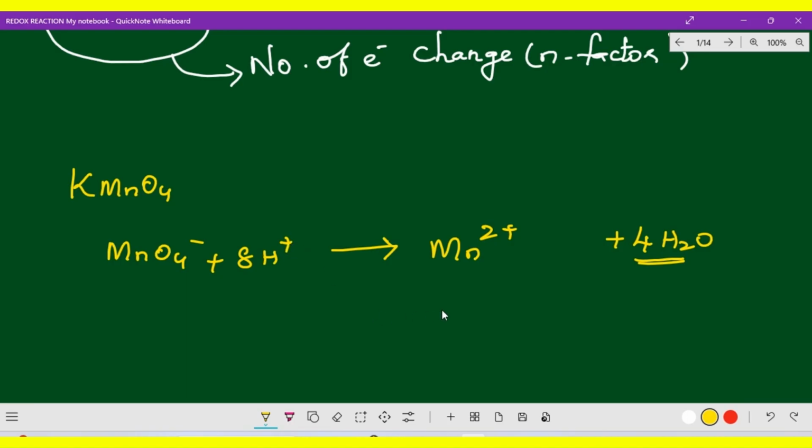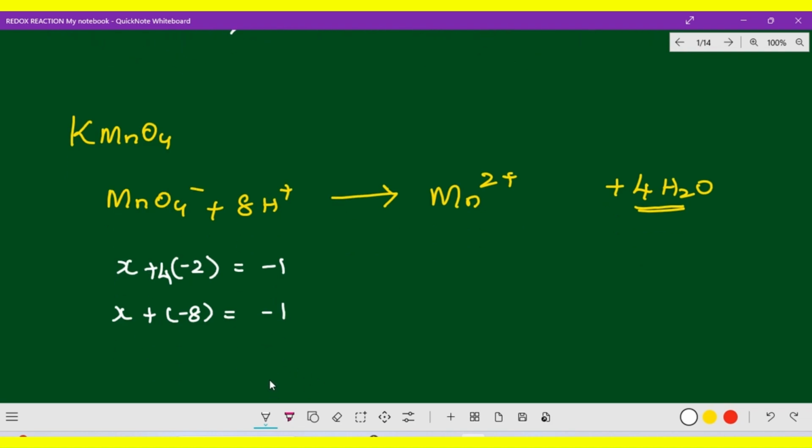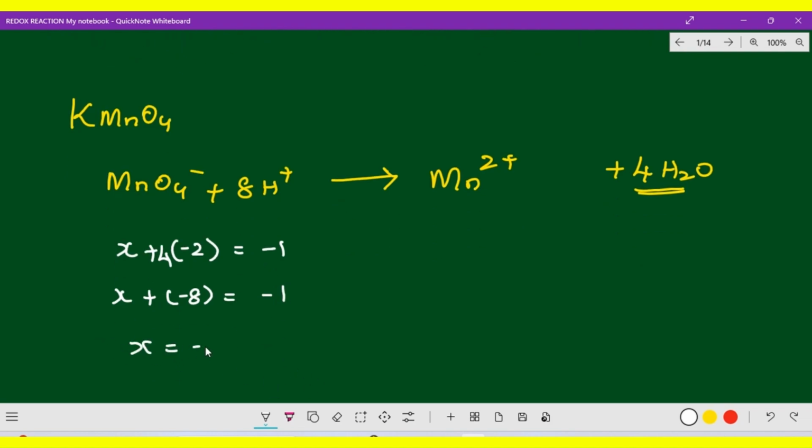So now we have to identify the number of electrons change. How many electrons change? Here, what is that oxidation state? Here the charge is minus. So this is X plus 4 into minus 2 equal to minus 1. Now X plus minus 8 equal to minus 1. So X equals what? X equals plus 7. So this is actually the plus 7 oxidation state.